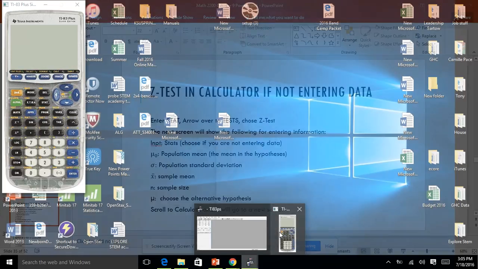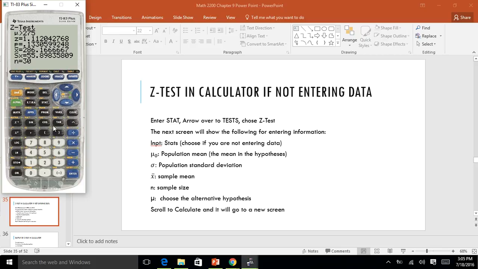Let me go back to the calculator. All right, so let's go back to ztest. If I go here, things get interesting when I go over to stats because most of the numbers change. I get rid of the frequency in the list.